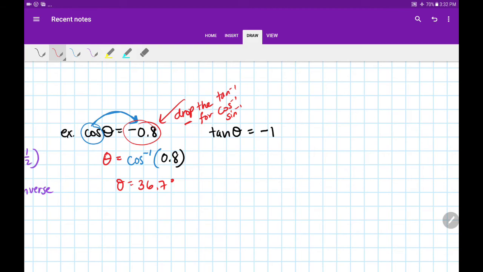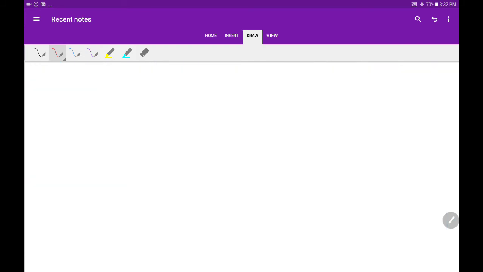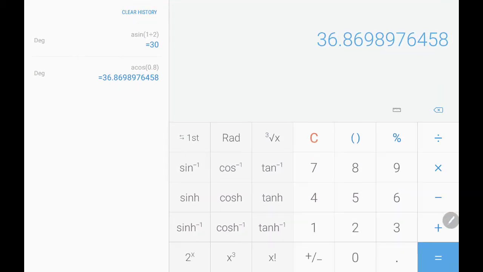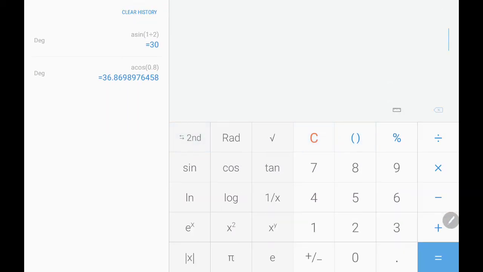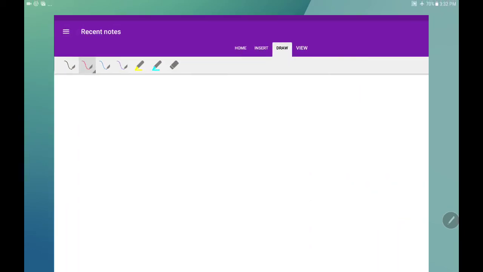So last example, if I want to solve for theta, I want to move tangent to the other side. So we'll do tan inverse of -1. But as we said before, we want to drop the negative when using our calculator here. So just tan inverse of 1. Let's see how that is on a calculator. Don't forget to hit second first, and then you'll see the tan inverse button, of 1. And we should get 45 degrees.